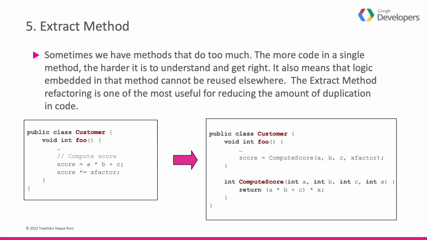Consider the original method in the Customer class. Here, the foo method is doing multiple things, including computing a score. To improve this, we can extract this score calculation logic into its own method. In the refactored version, the complex scoring logic has been extracted into the computeScore method, which takes parameters and returns the computed score. The foo method now calls this extracted method, making the code more concise and understandable.